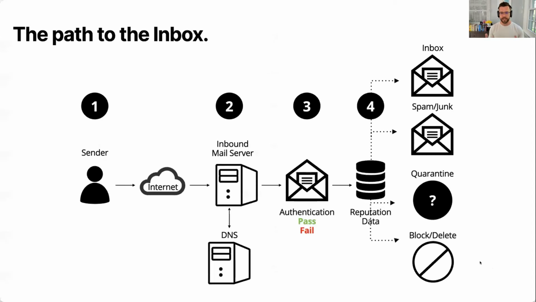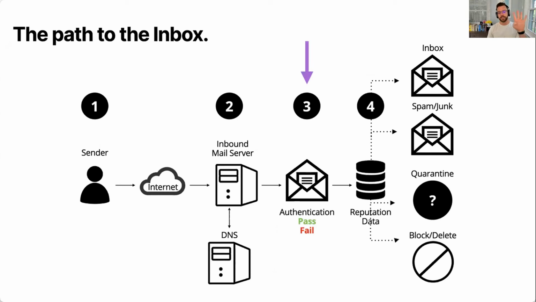So what is authentication? Essentially, this is a path, if you will, a graphic of how emails get to the inbox. You as the sender, you send out that email to the internet. It hits this thing called an inbound mail server. Think of that as like your letterbox. And it goes out and looks for essentially some authentication protocols. This is right at step 3.